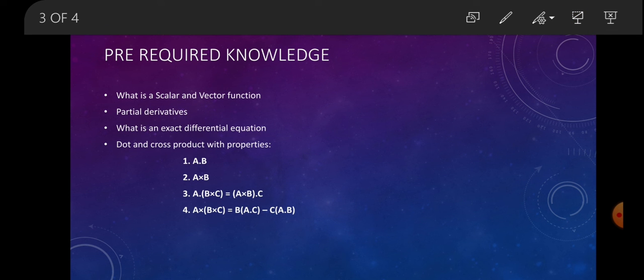We would be taking up the next topic in the next lecture, which is scalar and vector fields.